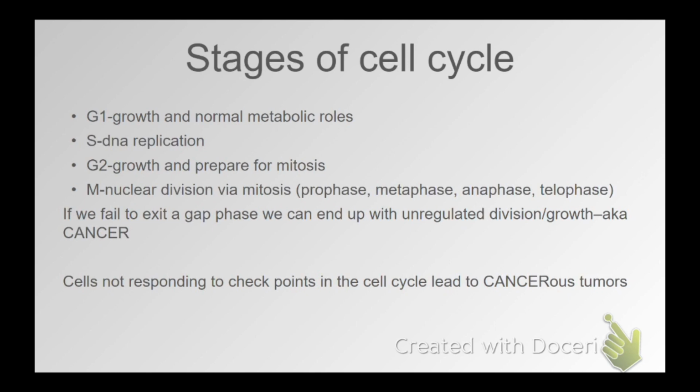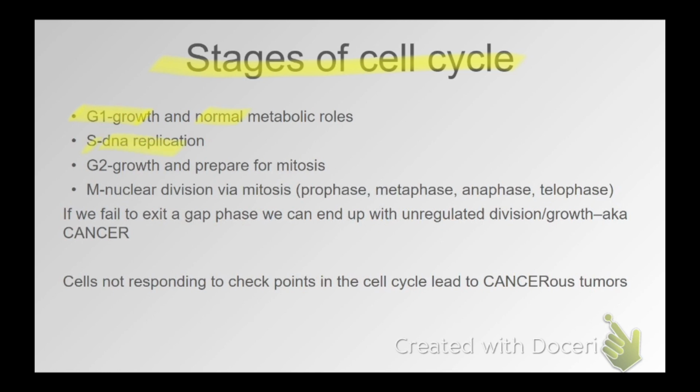So new heading, new ink, left-hand column of your notes. You're going to put stages of cell cycle. So we've got 4 stages with different things happening in each. Some stages are more complicated than others. In your notes, beside stages of cell cycle, I want you to put that G1 is growth and just kind of normal stuff.